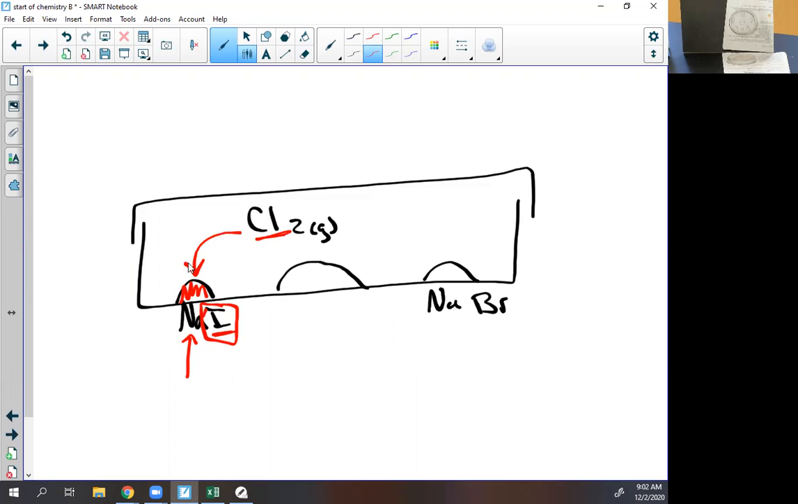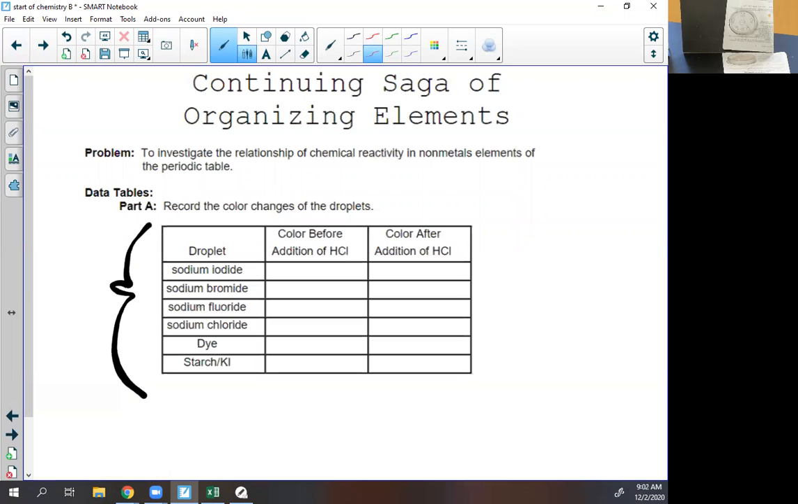We're studying what happens to the iodide, bromide, fluoride, chloride. They're all right there. F, Cl, Br, and I. They're all in family 7. Okay, so one more time. If the droplet changes colors, then chlorine is more reactive than the thing that changed color. If it doesn't, then chlorine is less reactive.